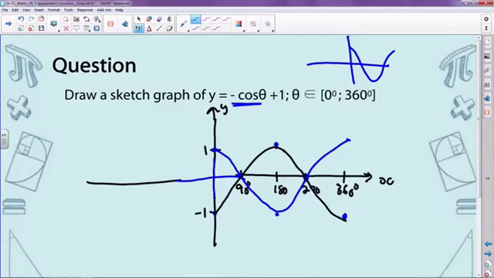Now, let's check with your +1 what is happening. You are now pulling up the graph, which is negative cos theta, by 1 unit up. So it means that this point goes up 1 unit, okay? And then that goes up 1 unit. And then this one is 1 up. And which other one? It's 1 up. And then this one, it's 1 up as well.